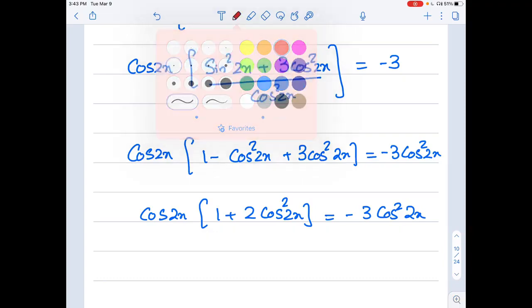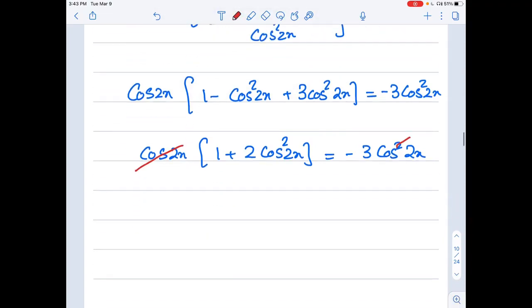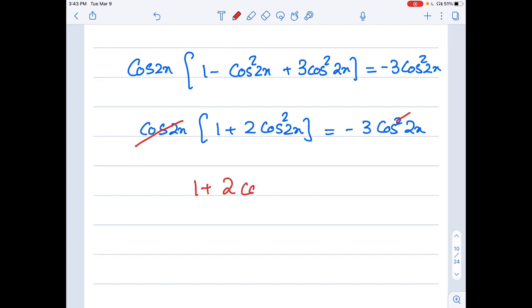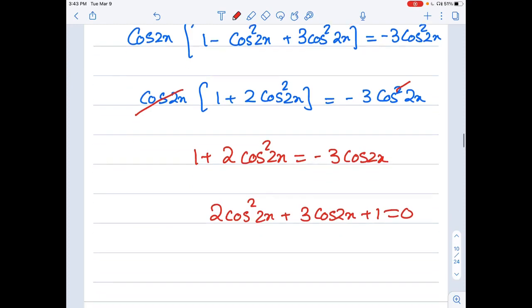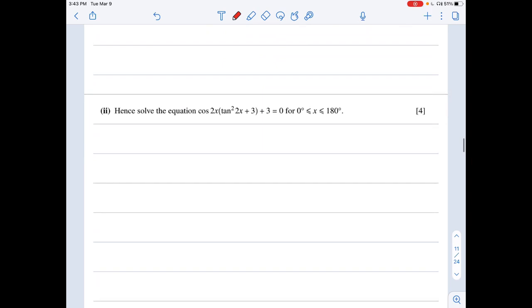What can happen is one cos 2x can be cancelled. So I am left with 1 plus 2 cos square 2x is equal to minus 3 cos 2x. So I get a quadratic, which is 2 cos square 2x plus 3 cos 2x plus 1 is equal to 0. That is the first part of the question. Second part of the question, hence solve this one. So I got this quadratic: 2 cos square 2x plus 3 cos 2x plus 1 is equal to 0.